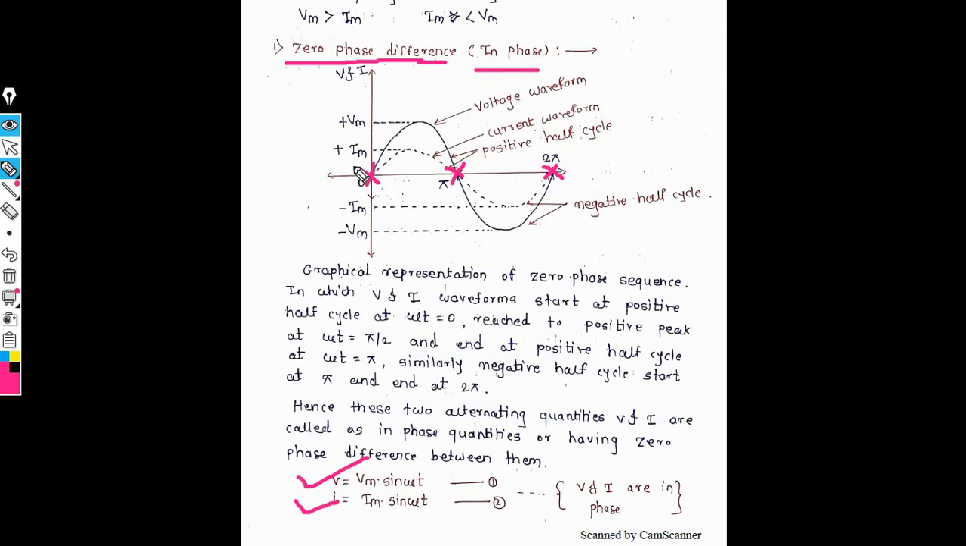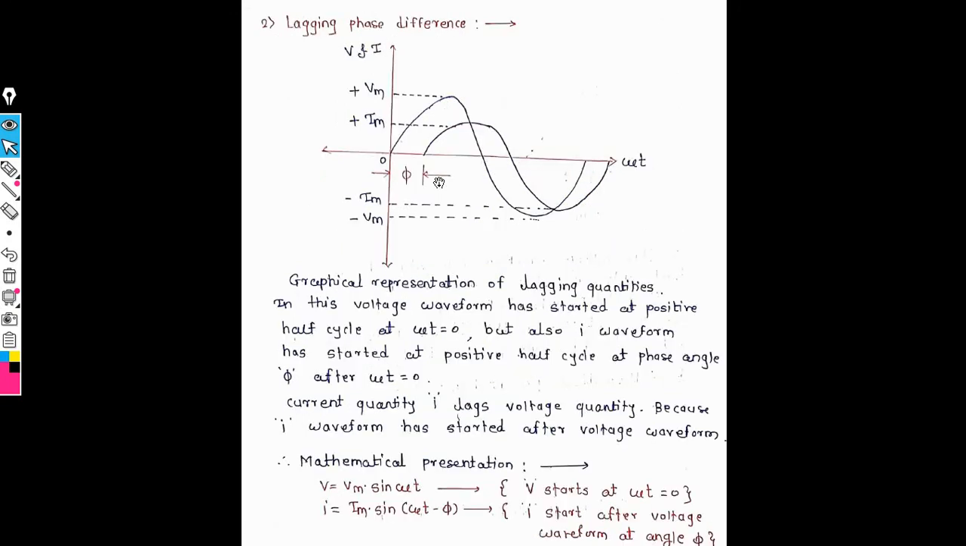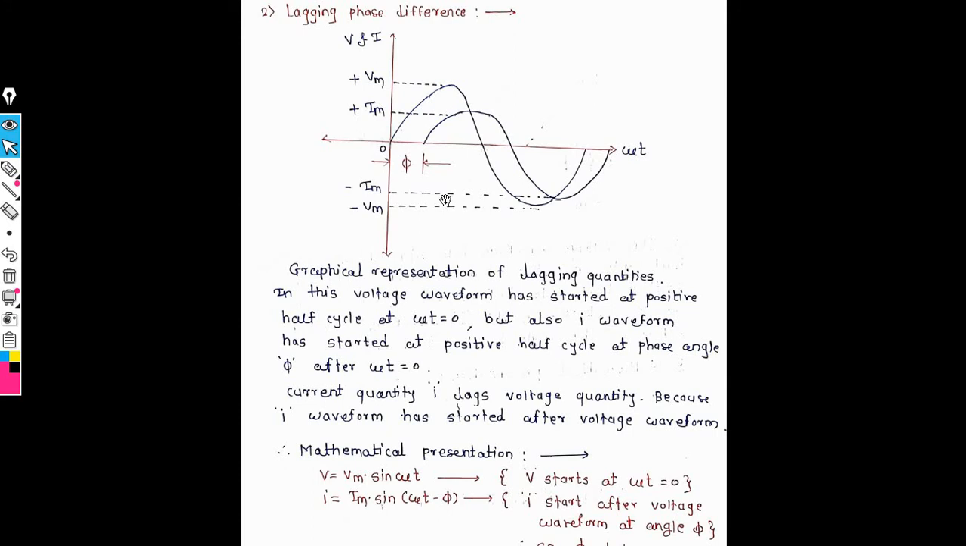Okay, this is the first type of phase difference. Now the second type is the lagging phase difference. Here there are two waveforms. The first waveform is voltage. This is the voltage waveform and this is the current waveform. The voltage waveform starts at omega t is equal to 0. That means the voltage waveform starts at this point here.